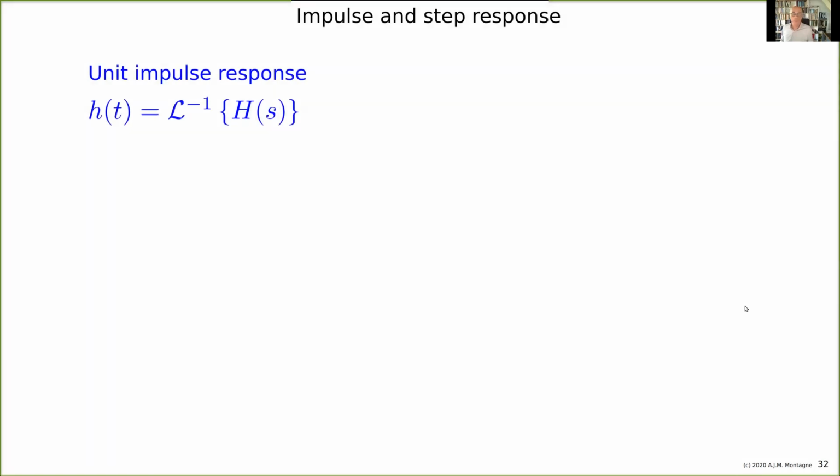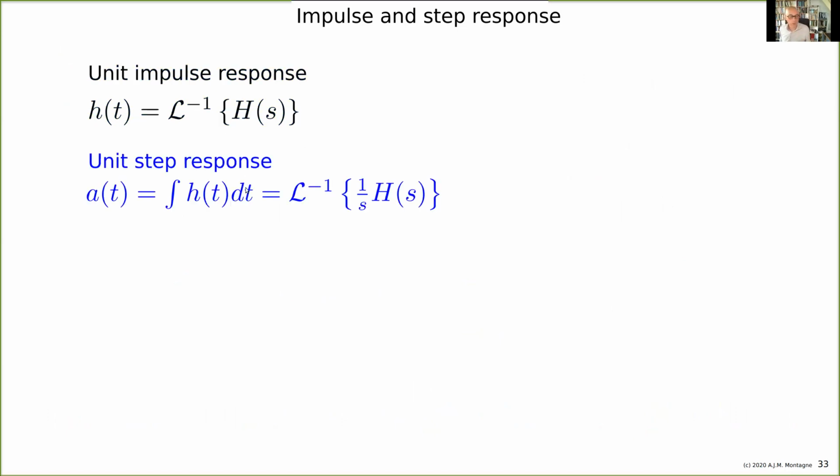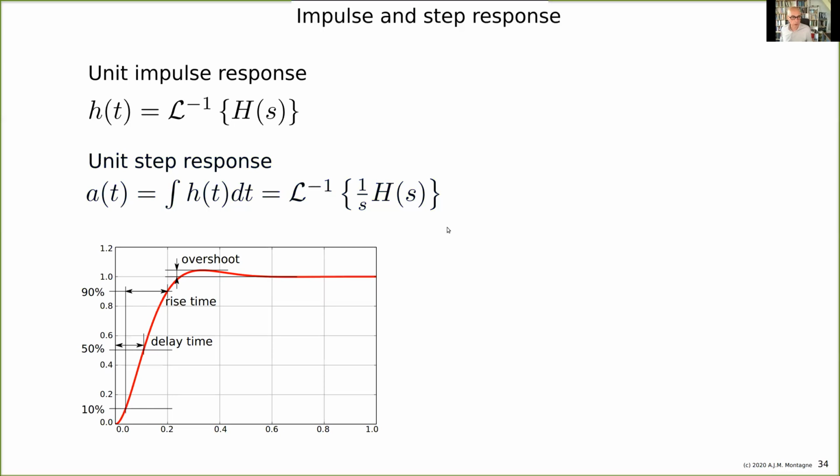Another way of characterizing dynamic systems is using the inverse Laplace transform of this function, which is the impulse response. Now, impulses are not very practical. It means a lot of energy in a very short time. So for measurement equipment, that's not very practical. We usually take the integral and take the step response. So measurement of the dynamic behavior is usually done with this step response because it's far more practical.